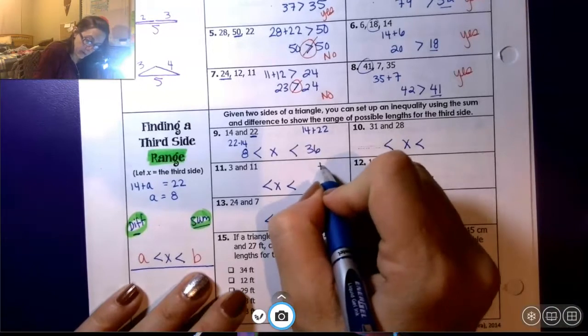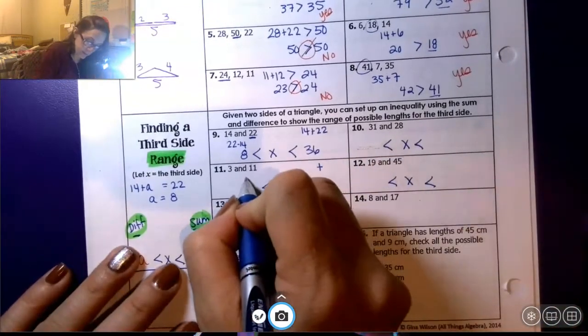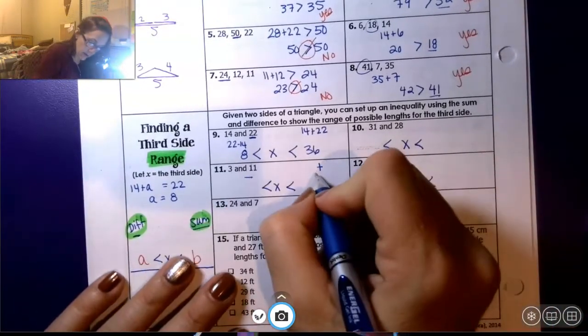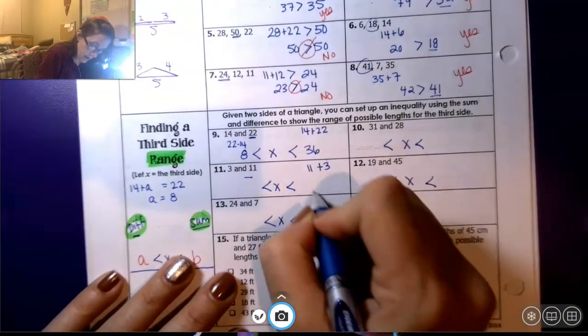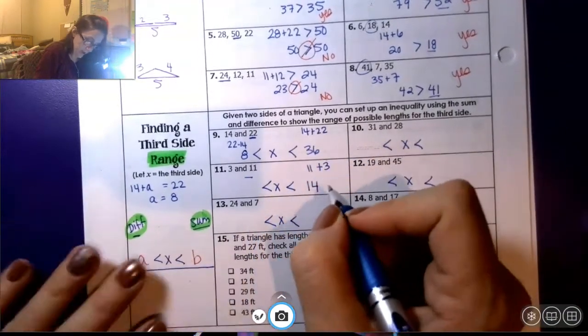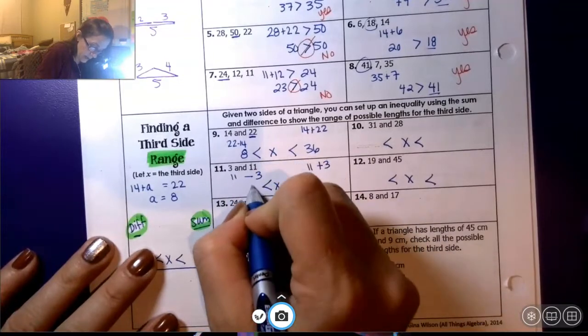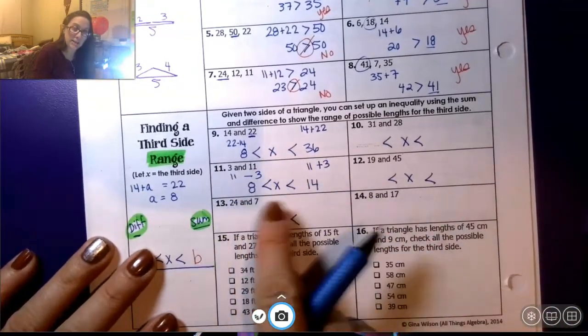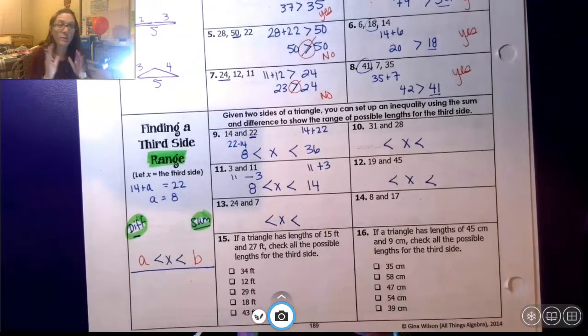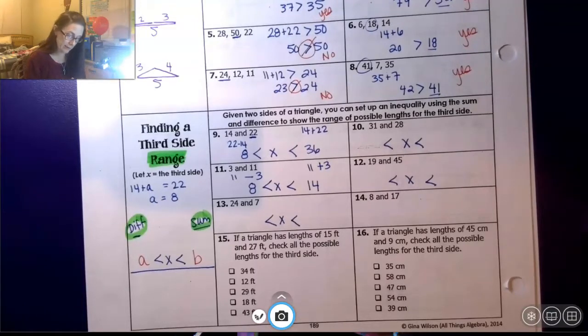I'm going to add my numbers over here on the left. I'm going to subtract my numbers over here on the right. So I'm going to do 11 plus 3, and I get 14. I'm going to do 11 minus 3, and I get 8. My number has to be between 8 and 14. Now, the number can't be 14, and it can't be 8. It has to be between, so it has to be smaller than 14 and larger than 8.